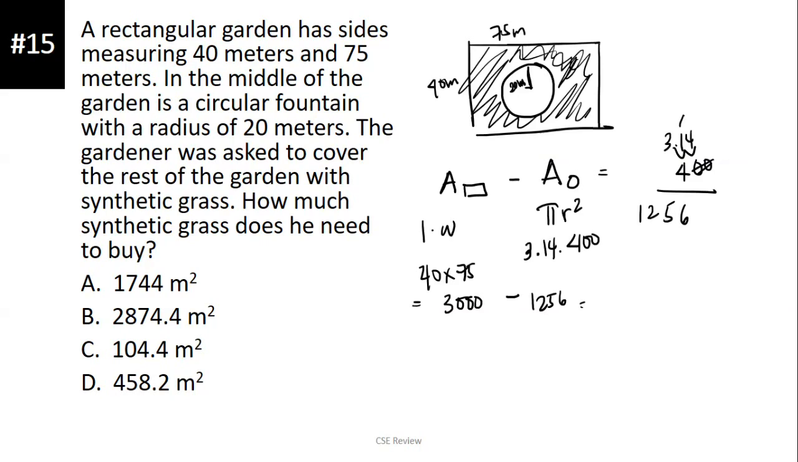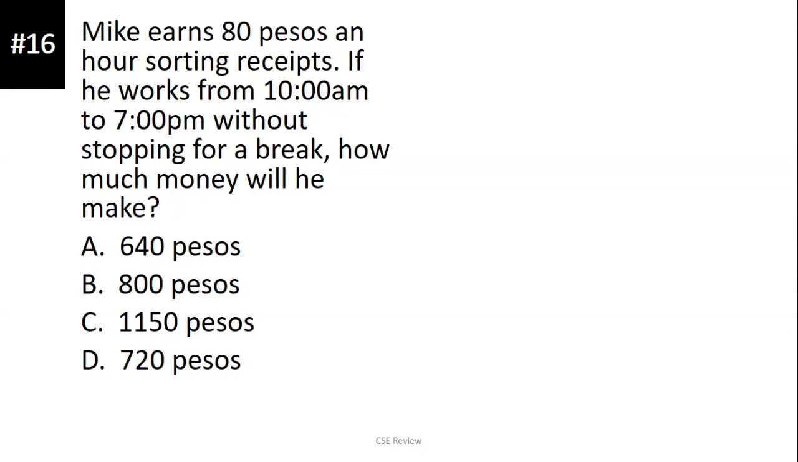So, the answer here is 1744 meters squared, which is letter A. Okay? Next. Number 16, Mike earns 80 pesos an hour sorting receipts. If he works from 10 a.m. to 7 p.m. without stopping for a break, how much money will he make?